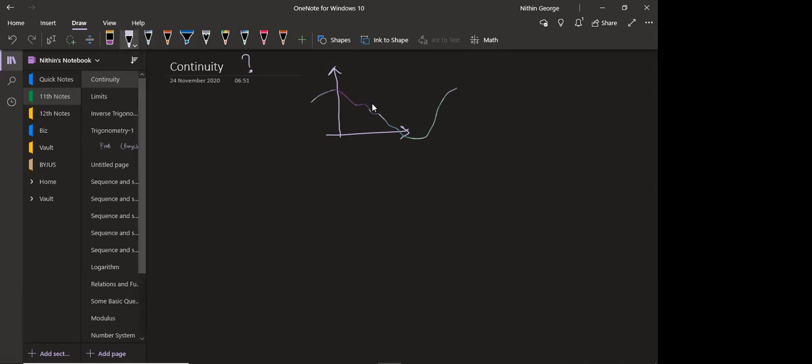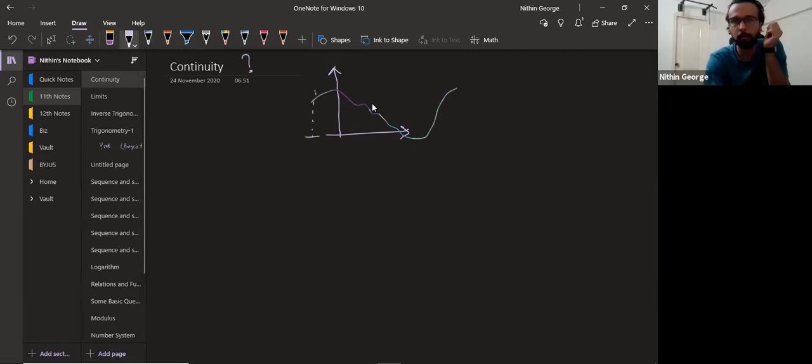If you can draw without lifting a pen between 2 points, A and B, then you say that the function is continuous within A and B. Like for each point in A and B, you can draw the function without lifting the pen. Which means it will be continuous for each point within A and B. Now, for a point, how do you define continuity? For a point, suppose you have a point C here. How do I check if the function is continuous at the point?